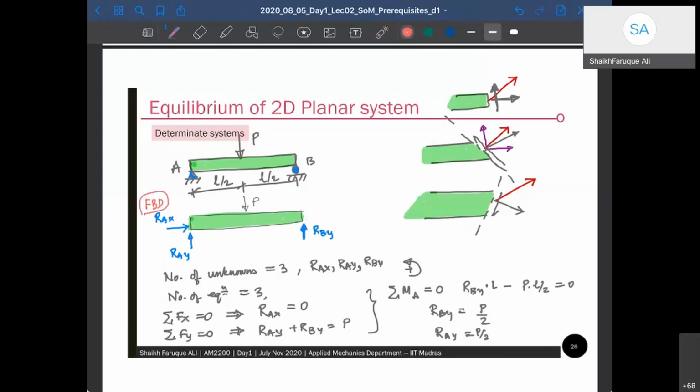Then I have to remove this hinge. And if I remove the hinge, I have to give two forces, right? One along the X direction, one along the Y direction. And similarly, the roller is there. If I remove the roller, then I have to give only one force, right?